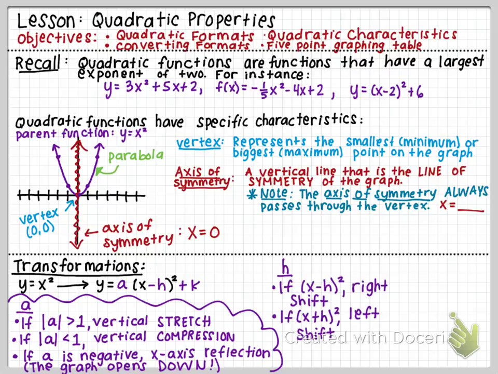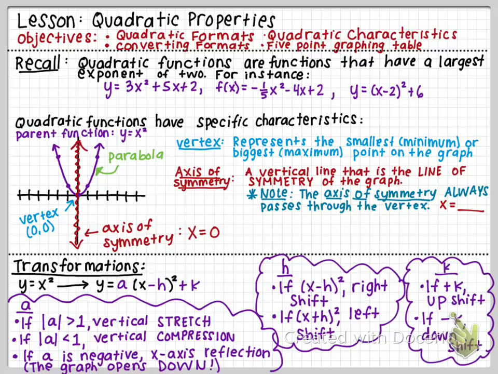All right. H, if it's x minus h squared, it's a right shift. If it's x plus h squared, it's a left shift. And then k, if it's positive, it's an up shift. If it's negative, it's a down shift. You already know this is all review. H and k should be review.